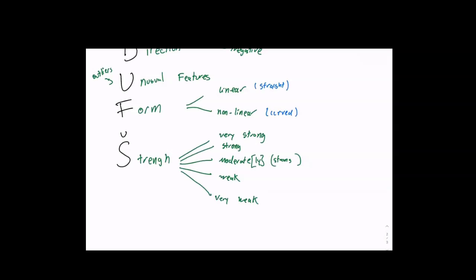We can say this is a strong relationship, or even more, this is a very strong relationship. Or that's a weak relationship. Or you know what? That's not even weak. That's a very weak relationship. And then that one's neither. It's neither strong nor weak. It's moderate.